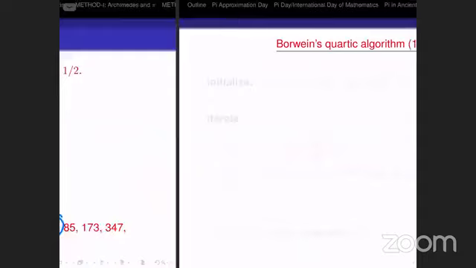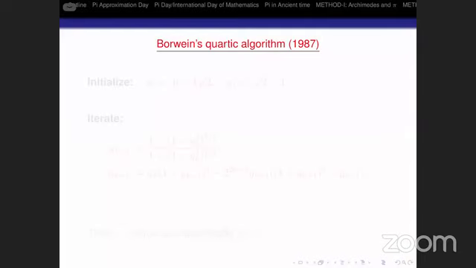Similar iterative algorithms were also discovered by the Borwein brothers, Jonathan Borwein and Peter Borwein of Canada. And in 1987, they found this quartic algorithm. Note that the AGM algorithm was actually quadratic. That means it gives twice the digits in each iteration. But here it gives four times the digits of the previous iteration. So this is the iterative process given by Borwein.